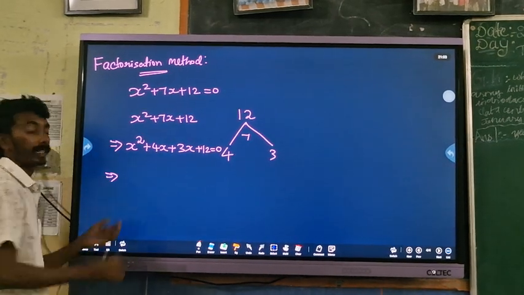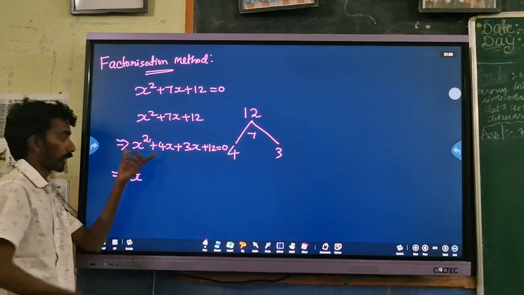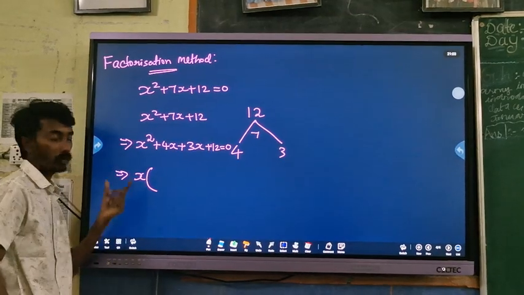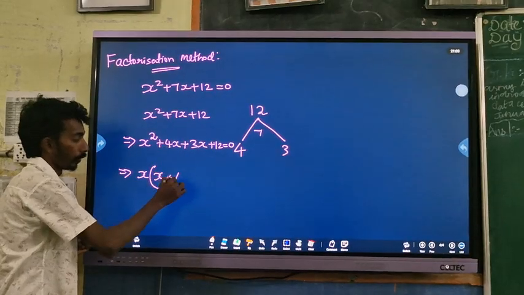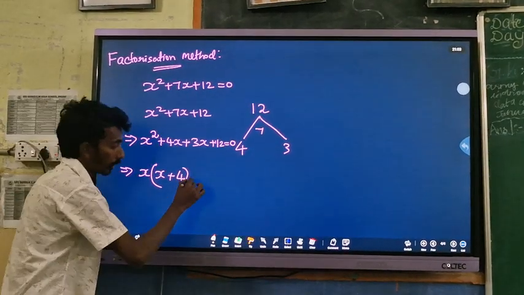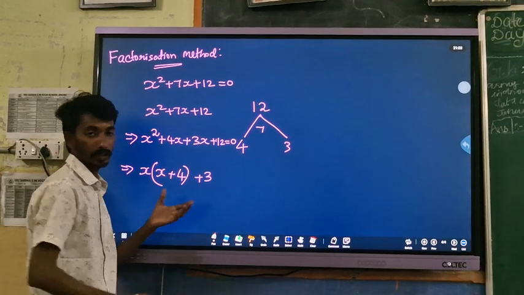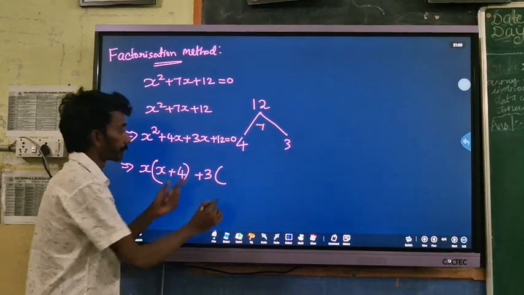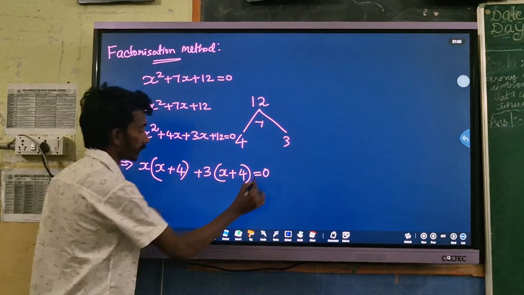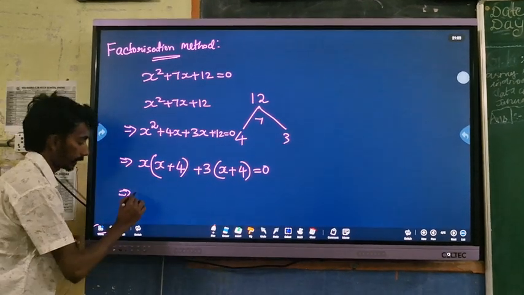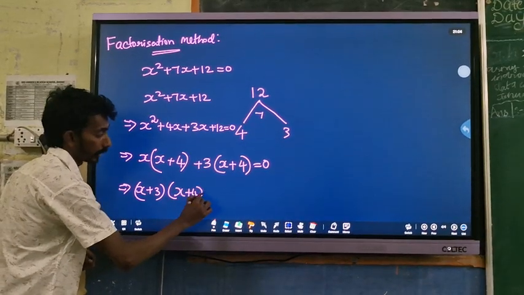Now take the common terms. What is common in x square and 4x? x is common. If we take x as common, what remains? x into x is x square, plus 4 into x is 4x. Now outside we can take 3 as common. If we take 3 as common, what remains is x plus 4, since 3 fours are 12, which is equal to 0. Now x plus 3 into x plus 4 is equal to 0.